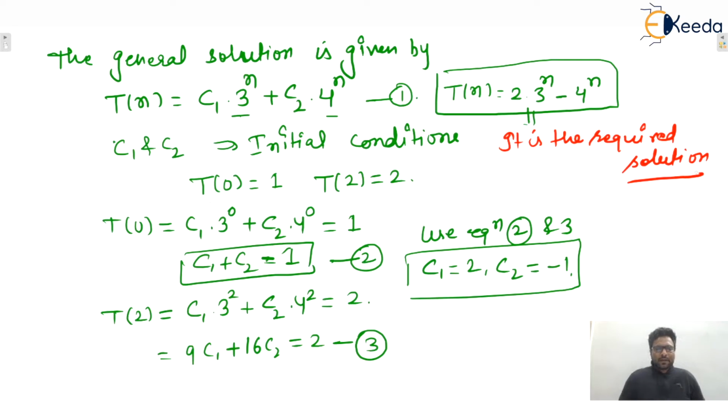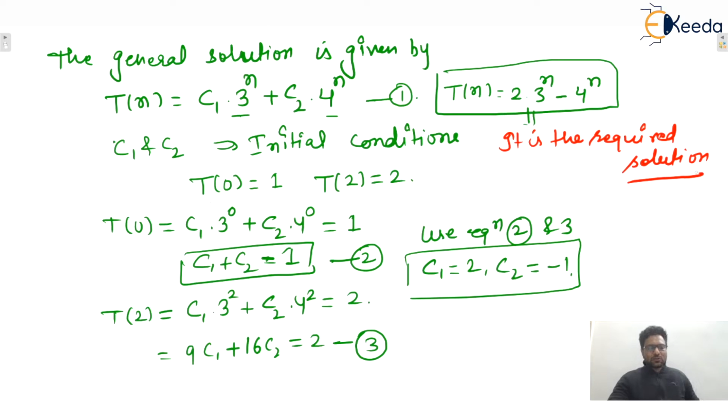So first step is what? Write the characteristic equation. How to write the characteristic equation I told you. Next, write the general solution after finding out the roots. How to write the general solution? If two roots are there, then we'll take two constants. If three roots are there, then plus C3 into third root raised to power n. I hope this is clear to you. And with the help of initial conditions, you can find out the values of these constants.